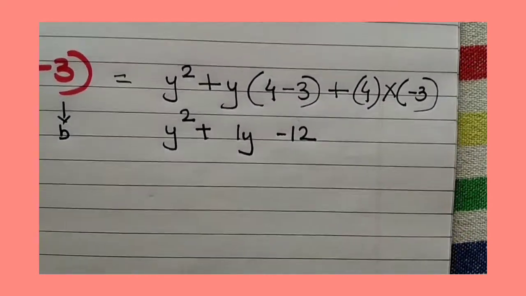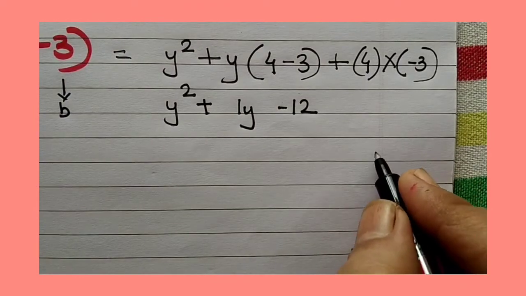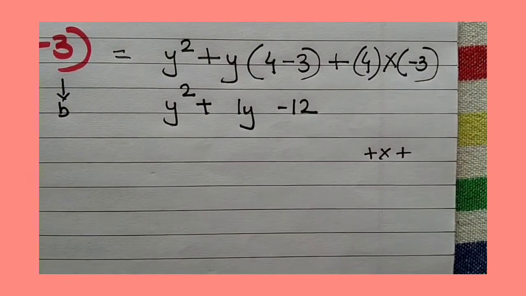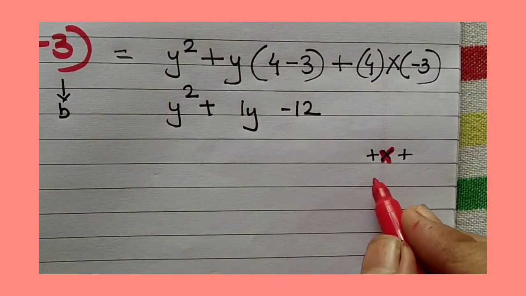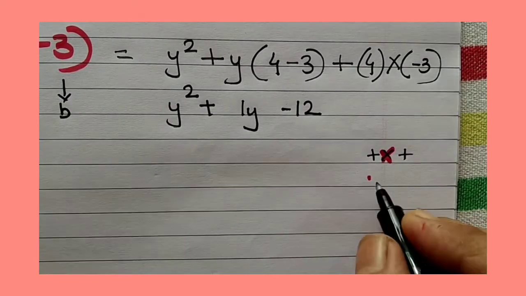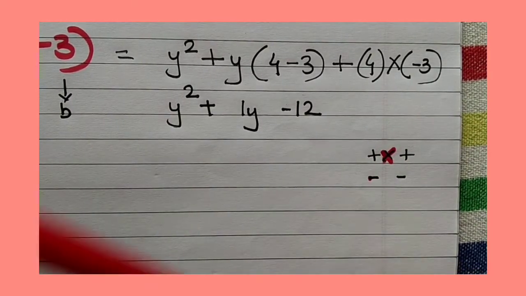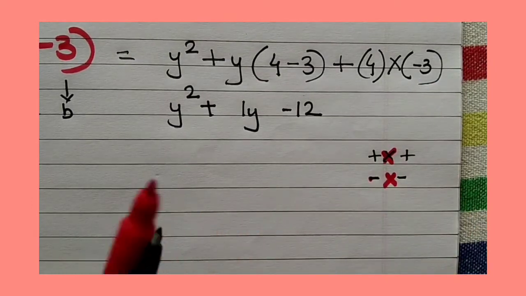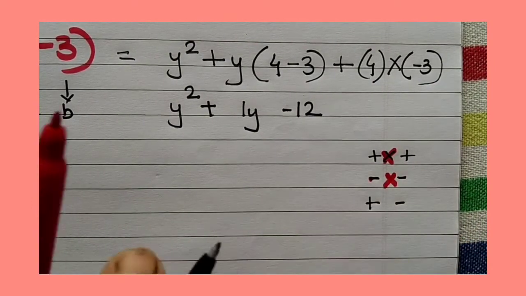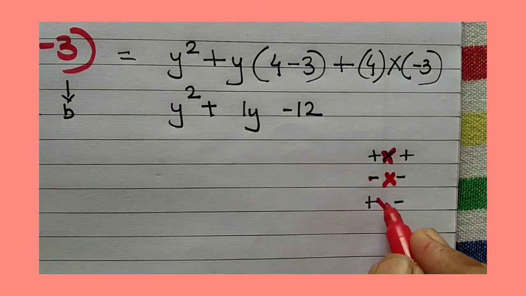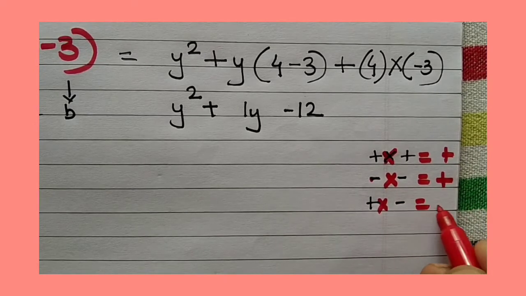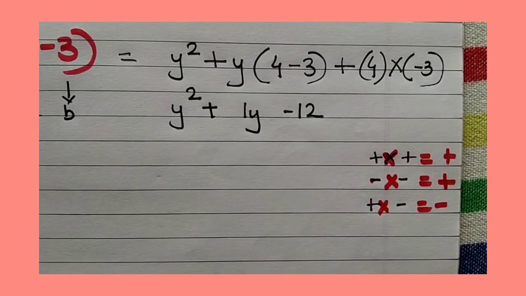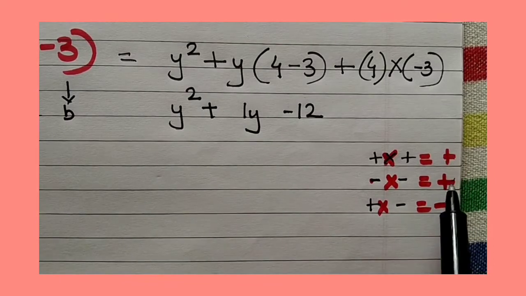Remember that. I hope you know that whenever two same signs are multiplied, like plus multiplied by plus, minus multiplied by minus, and plus multiplied by minus or minus multiplied by plus, what answer we get here? Here we get plus, here also we will get plus, and here we will get minus. So when two same signs are multiplied, we always get a plus sign. But when different signs are multiplied, we always get a minus sign.